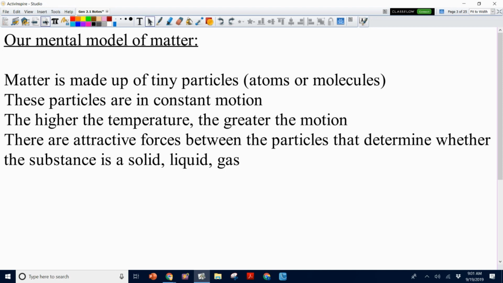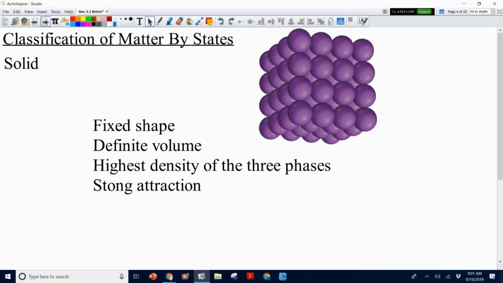Right now, the higher the temperature, the greater the motion. So as we heat up molecules and atoms, they move faster. And there are attractive forces between the particles that determine whether the substance is in a solid, liquid, or gas. So let's look at that. This is classifications of matter by state.